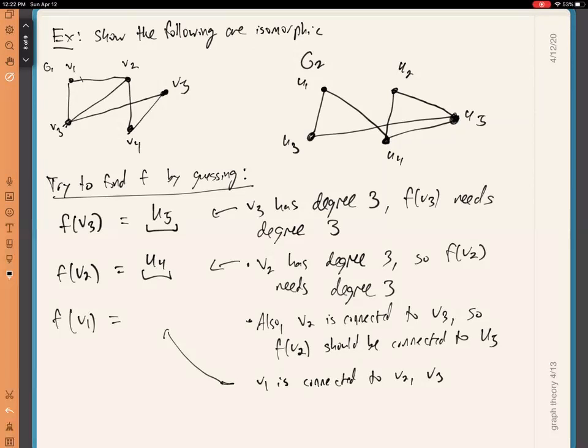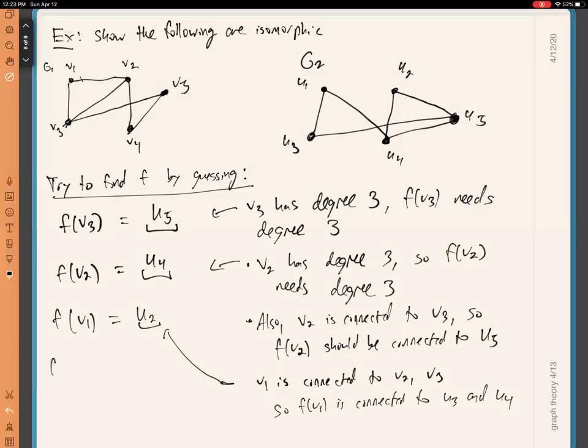So what are the vertices that are connected to both u5 and u4? Well, I have u2, and that's it. In fact, there's only one vertex that's connected to both u4 and u5, so f of v1 is also determined, so it has to be u2. Notice that the initial choice I made for f of v3 forced me to pick f of v2 to be u4, and then those together forced me to pick f of v1 to be u2.